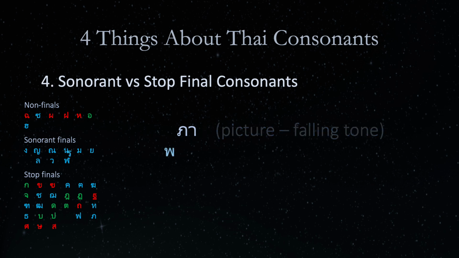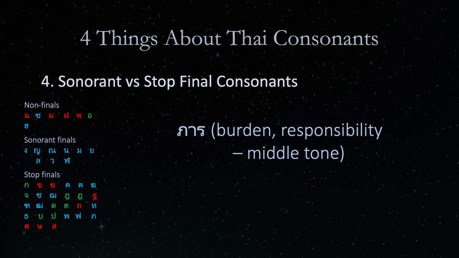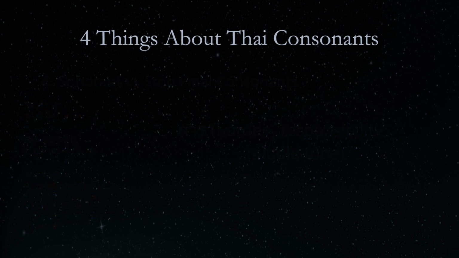If we replace the stop final consonant po pla with the sonorant final consonant ro ruea, we then have phan in the middle tone. Phan means burden or responsibility. Ro ruea is a labial consonant like po pla, but unlike po pla, it is a sonorant final consonant. This shows that, for the final consonant, the deciding factor in determining the tone of the syllable is not the consonant class. Ro ruea, by the way, sounds like an R as an initial consonant. It may also sound like an L in less formal speech. As a final consonant, however, it sounds like an N.